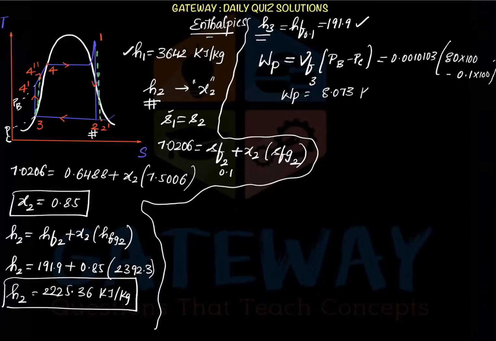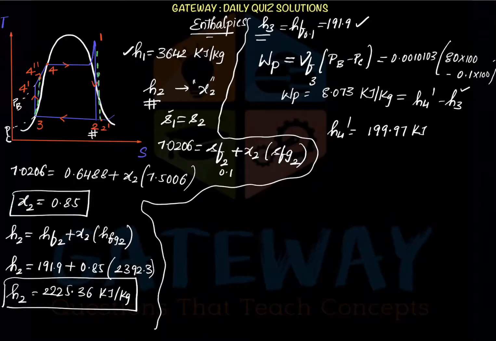This is the ideal work done, because we are calculating the value 4 dash. We'll get to 4 double dash after writing all the enthalpies here. So from this we can write it as H4 dash minus H3. Work done by the pump is nothing but H4 dash minus H3. H3 was known in the question. We'll calculate the H4 dash. H4 dash is 199.97 kilojoule per kg.